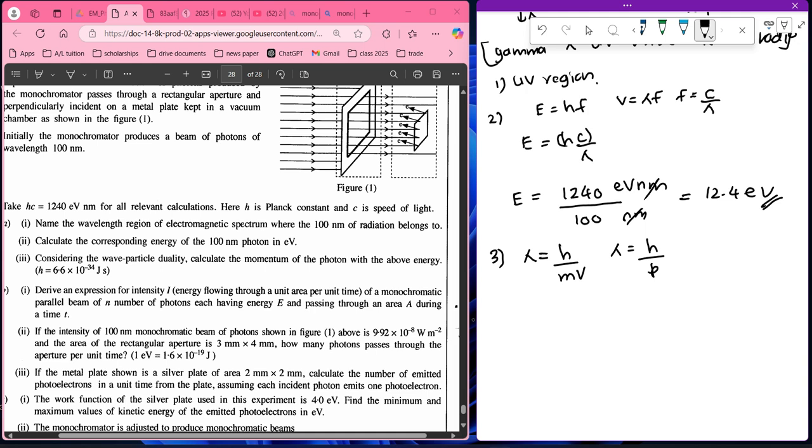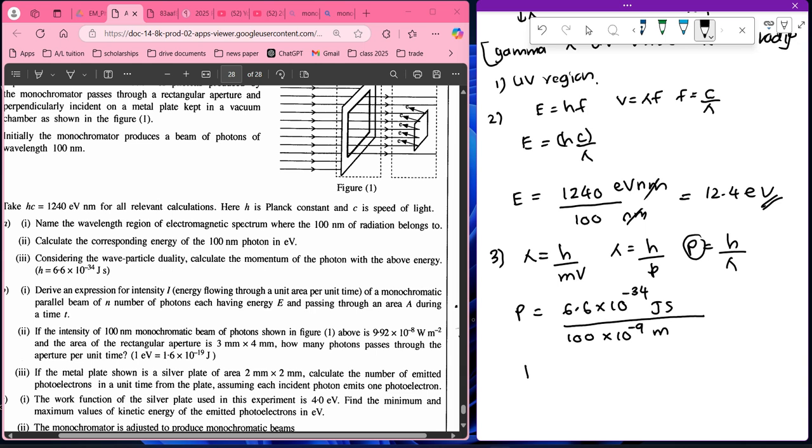So to find the momentum, you need to make p the subject, and then you get h divided by lambda. You get the momentum. So p here, the h value given is 6.6 times 10 to the power minus 34 joule seconds, divided by lambda. What is lambda? We know it is 100 nanometers. Keep in mind to convert the nanometers into meters, 10 to the power minus 9. 100 times 10 to the power minus 9 meters.